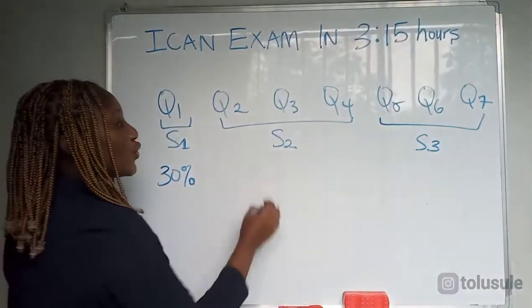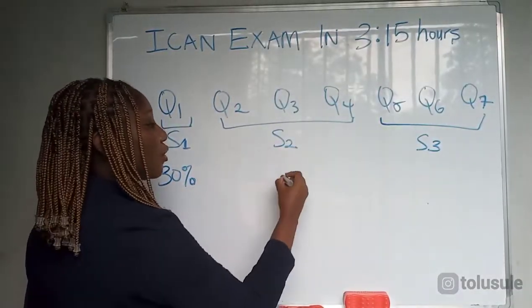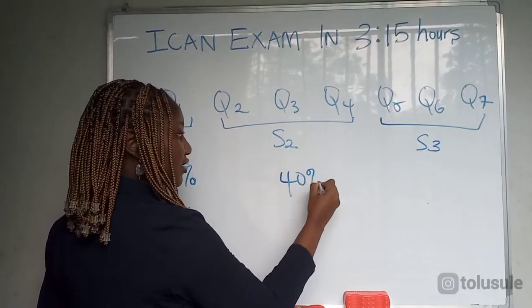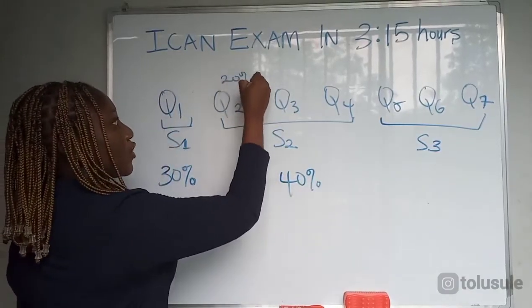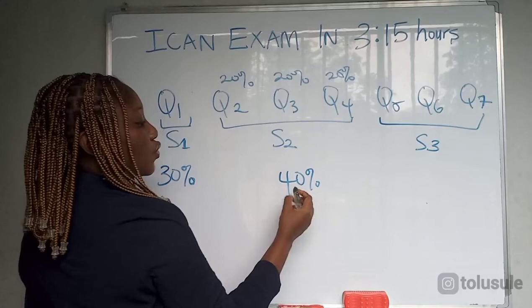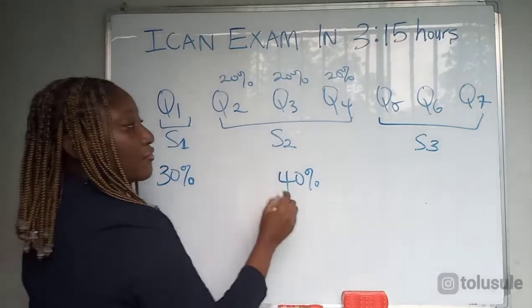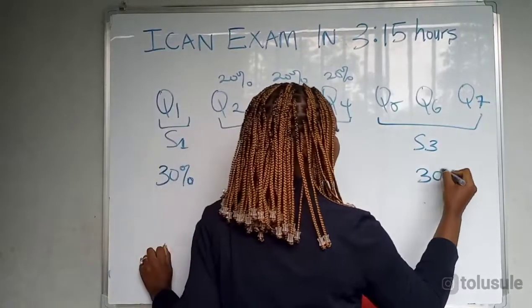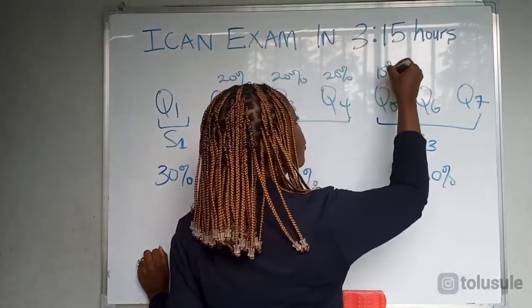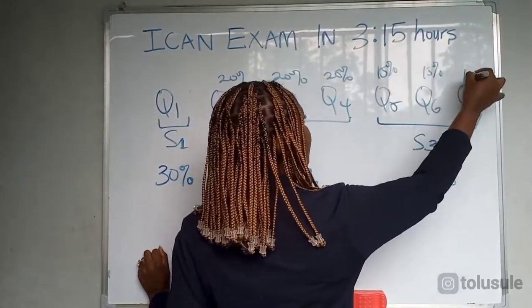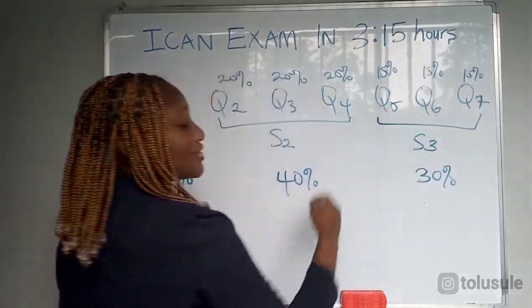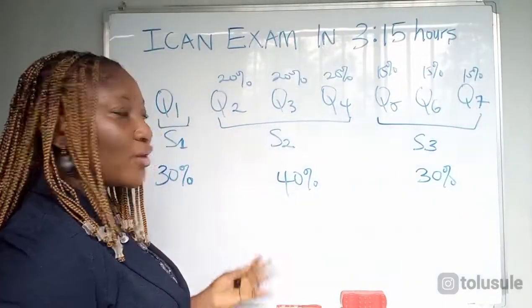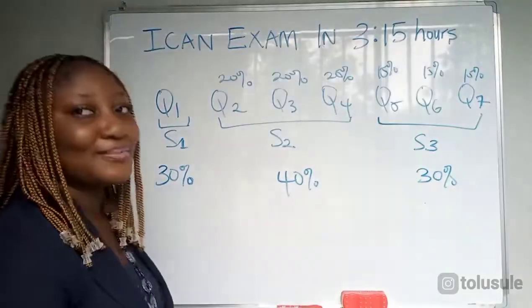In section 2, you have to claim a maximum of 40%, right? You have 20% per question. So you are asked to answer 2 questions so that you can claim a maximum of 40%. And in section 3, you have to claim the balance, which is 30%, because you have questions of 15% each. That's 15 marks, and you have to attempt a maximum of 2. You don't have to answer, they always say attempt the questions.